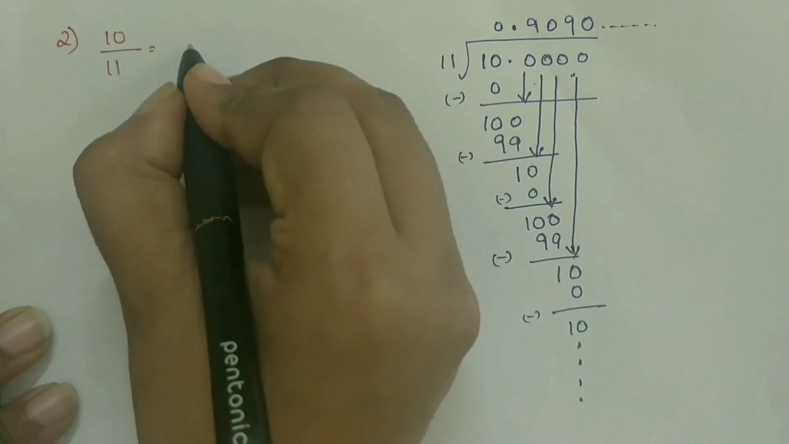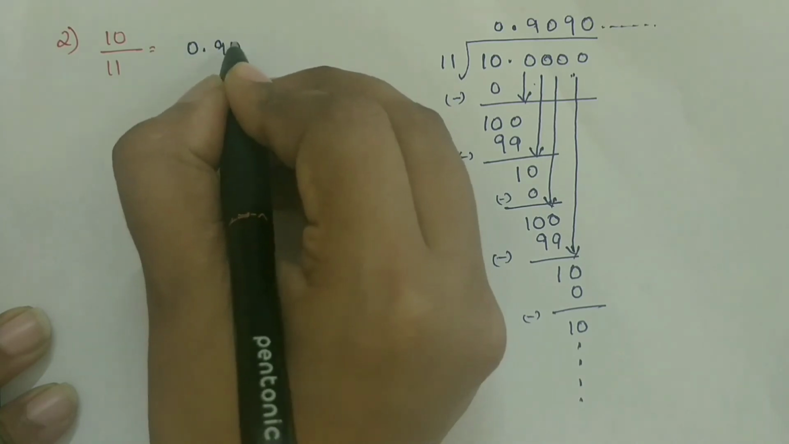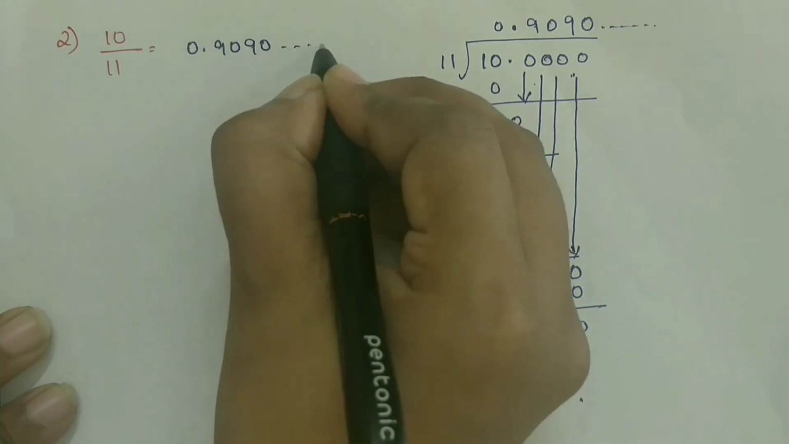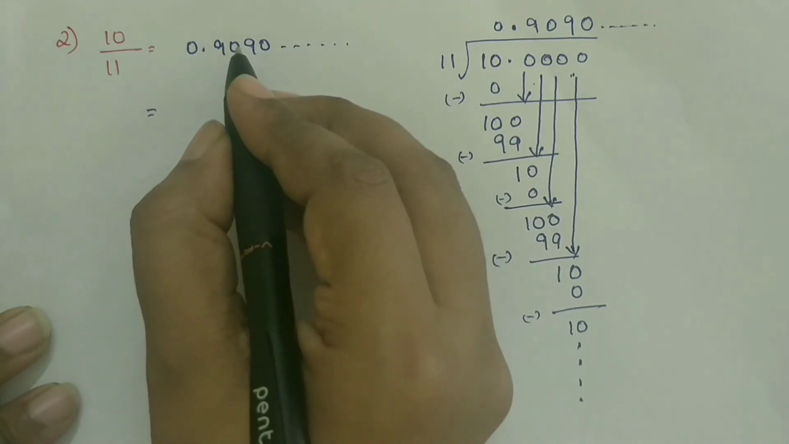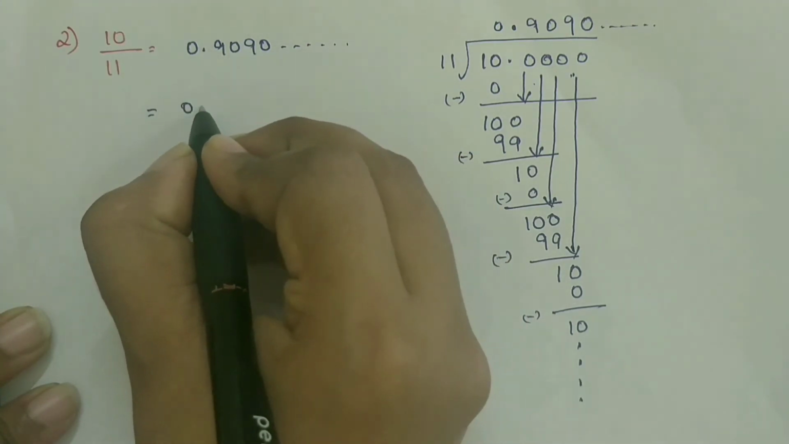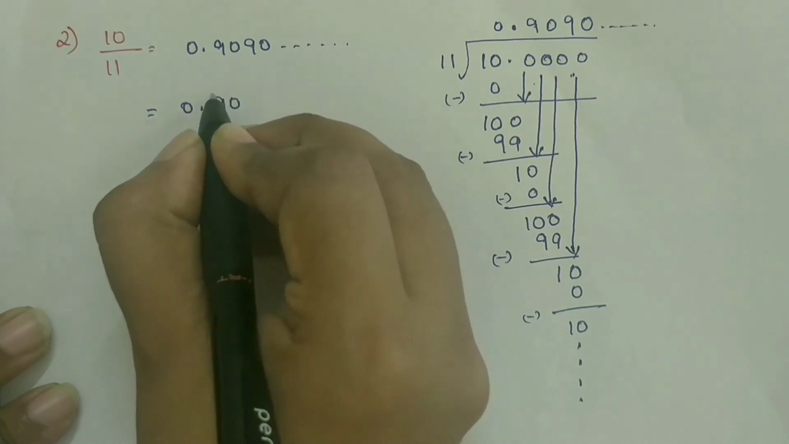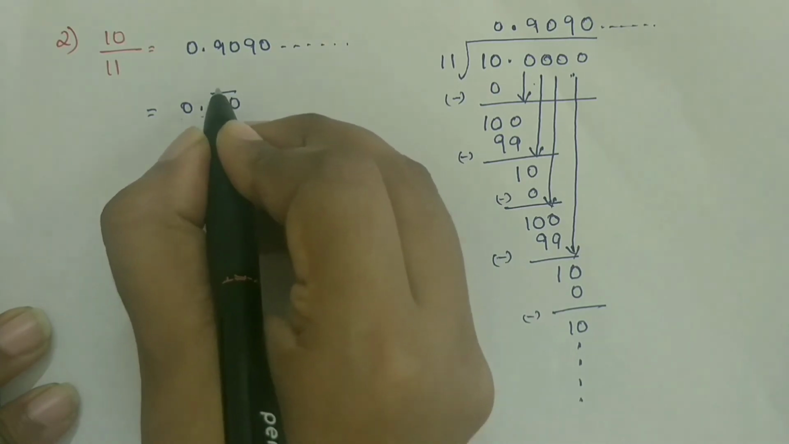Equal to 0.9090 and so on. Now put a bar on the repeating digits. In this, 90 is repeating. 0.90 bar.